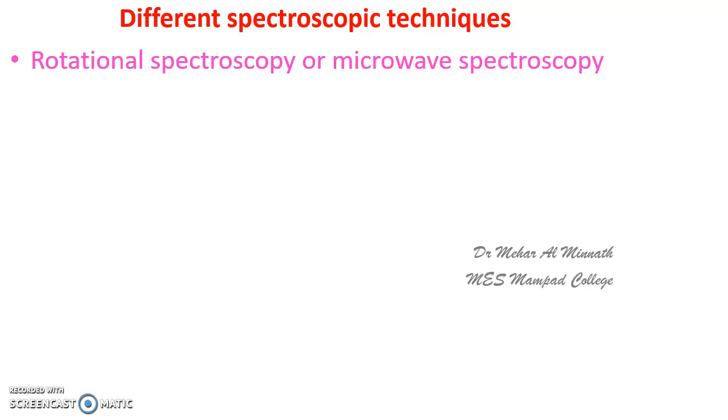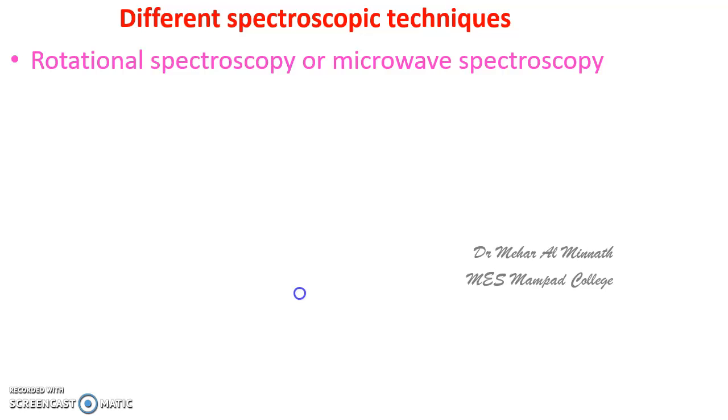So not every molecule will give us a rotational spectrum or respond to rotational spectroscopy or microwave spectroscopy. Only those molecules which possess a permanent dipole moment will respond. So the characteristics of microwave spectroscopy are: the radiation used will be in the microwave range, the transition happening will be between rotational energy levels, the molecules must be in the gaseous phase, and the molecules must possess a permanent dipole moment.